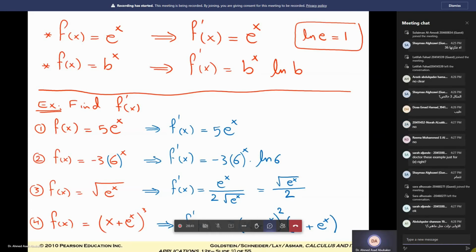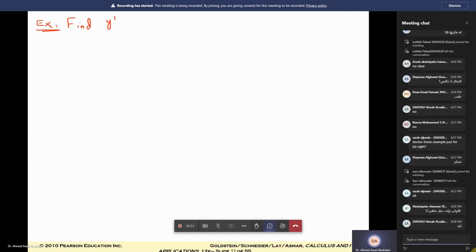More examples about this. Example: find y prime for what? Number 1, y equals 5x squared plus 2x e to the power x minus 3.